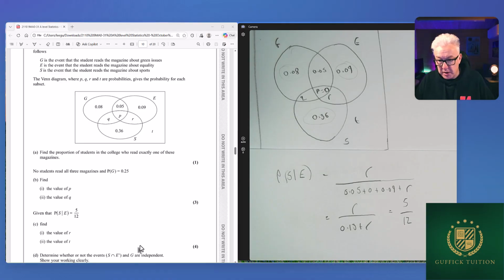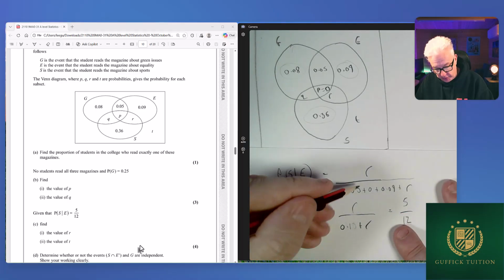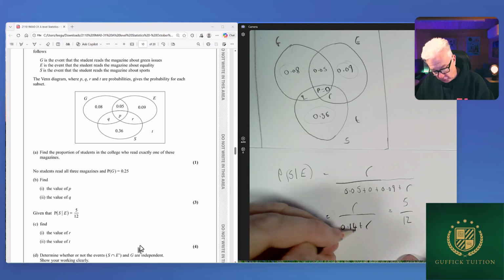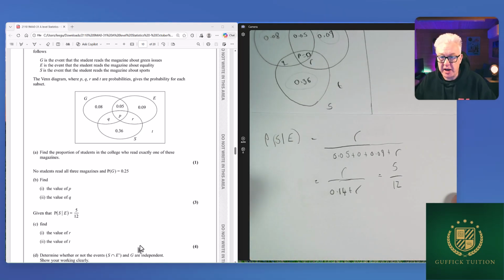Hang on one moment. Yes, so that is actually 0.14 there. Quickly make an adjustment to that one. 0.05 plus 0.09 is 0.14. There we go. So that's our expression there for S given E.